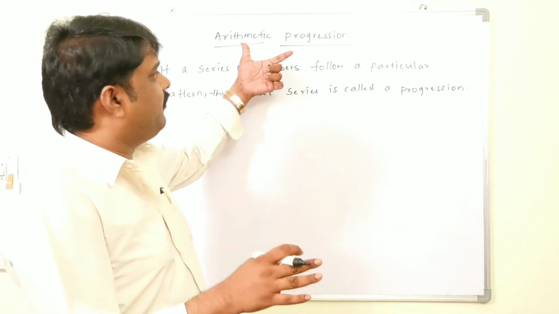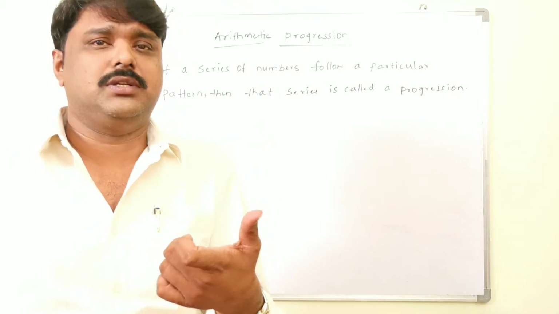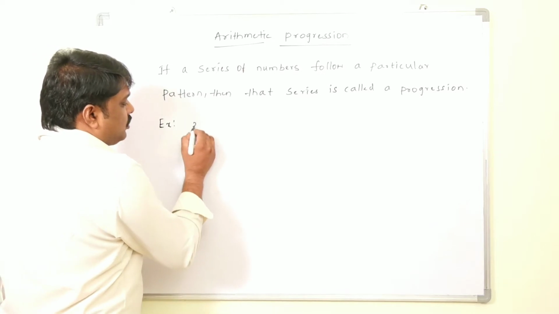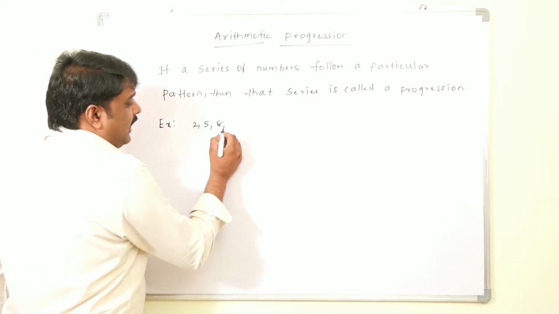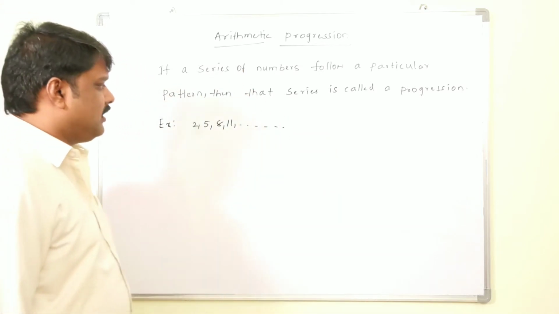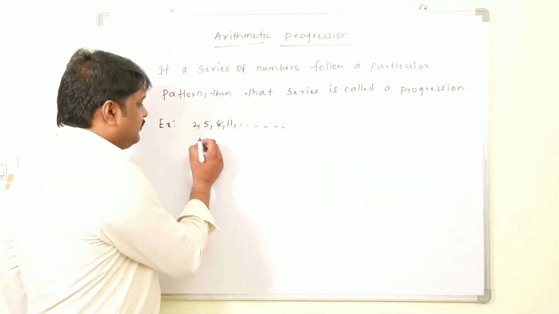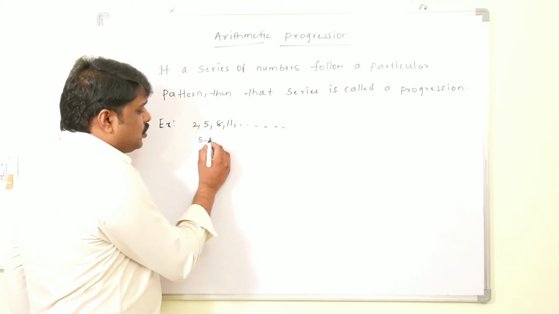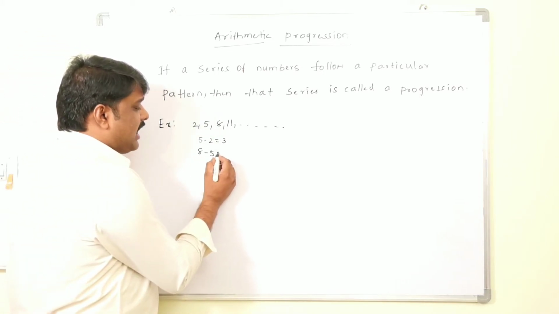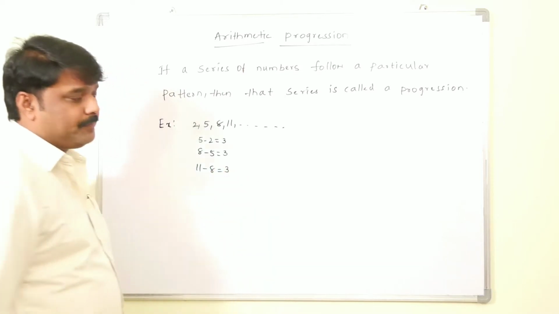There are so many series of numbers which follow different patterns. Among them, we are going to deal with arithmetic progression. Now, what is an arithmetic progression? Let us take a small example over here. 2, 5, 8, 11 and so on. Are these numbers following any particular pattern? Let us observe. Here, 5 minus 2 is 3. 8 minus 5 is 3. 11 minus 8 is 3.